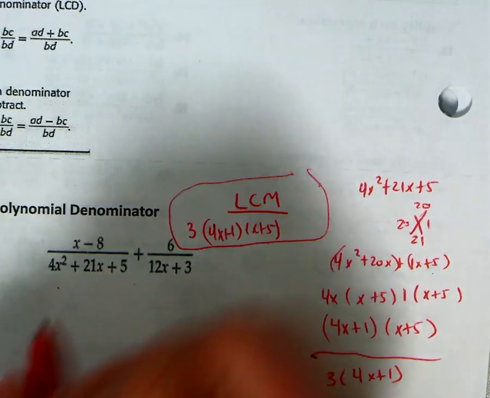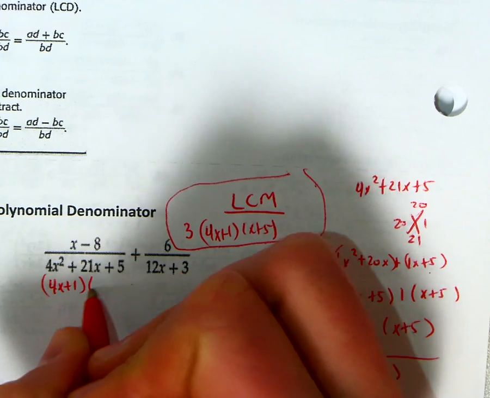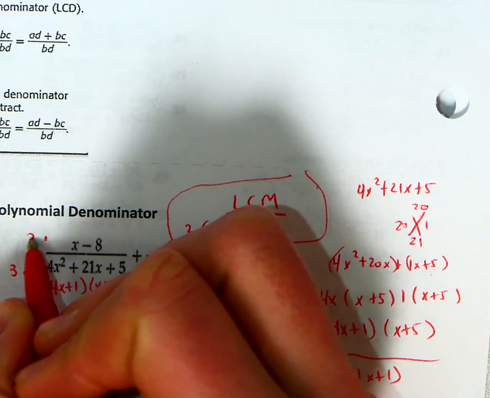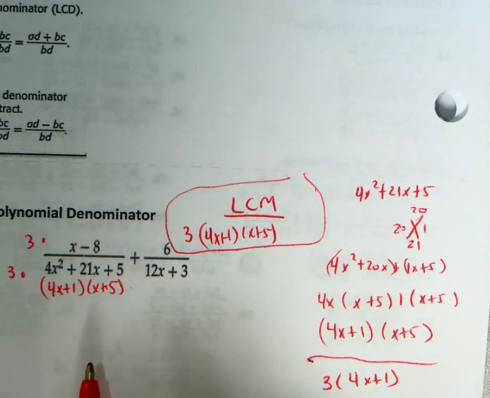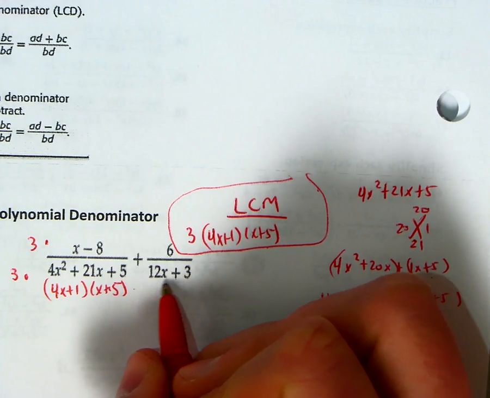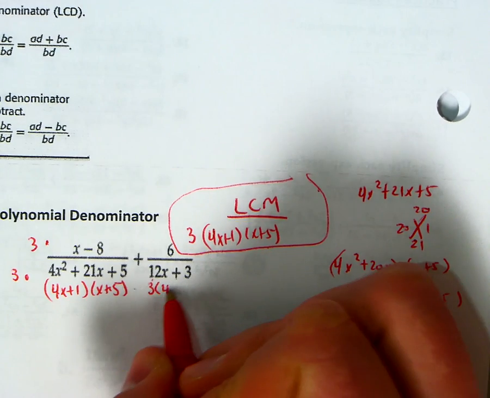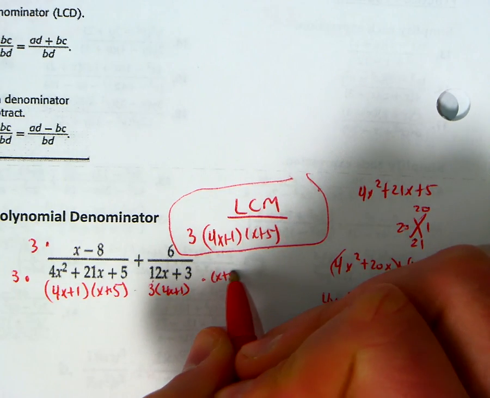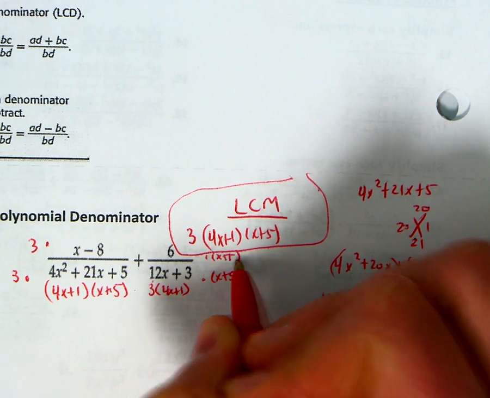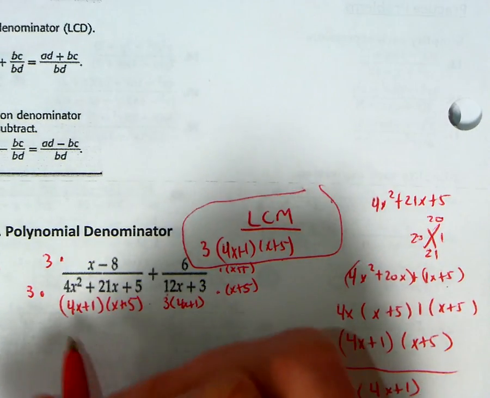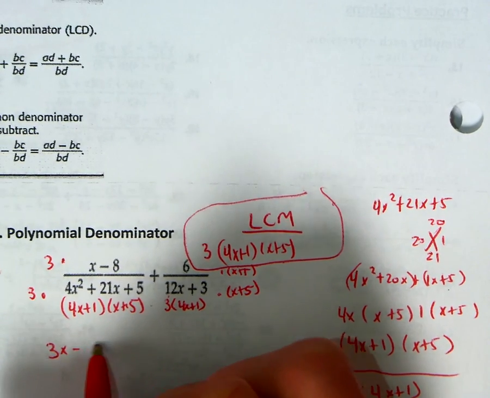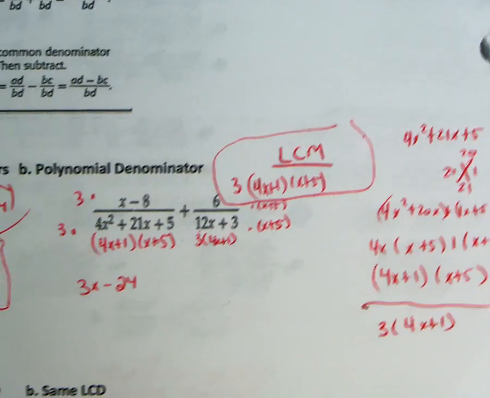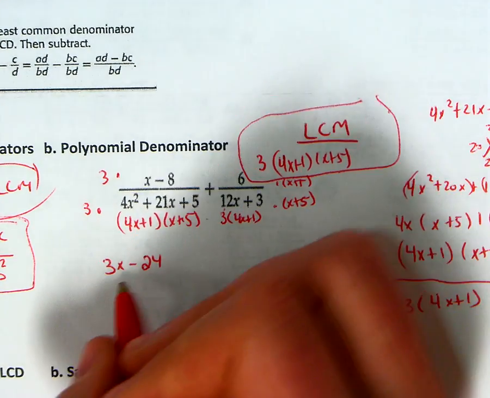This bottom is just the 4x plus 1 and x plus 5. So we just need to make sure we multiply by 3 on the top and the bottom. This one's going to be a little bit trickier because it's just the 3 times 4x plus 1. So we're going to need to multiply by the one we're missing, x plus 5, x plus 5. So now on the left here we have 3x minus 24, right? 3 times x, 3 times negative 8 is 3x minus 24.